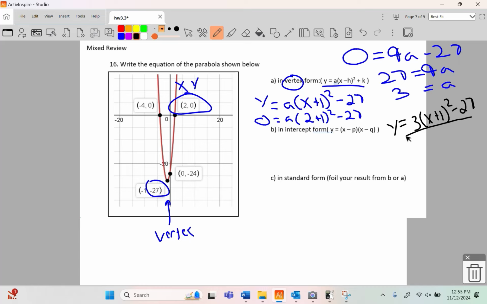All right, intercept form, which is given to you, but you don't have to know it. We've been talking about this for days. Here is an x-intercept. It happens when x is -4. What's the factor?